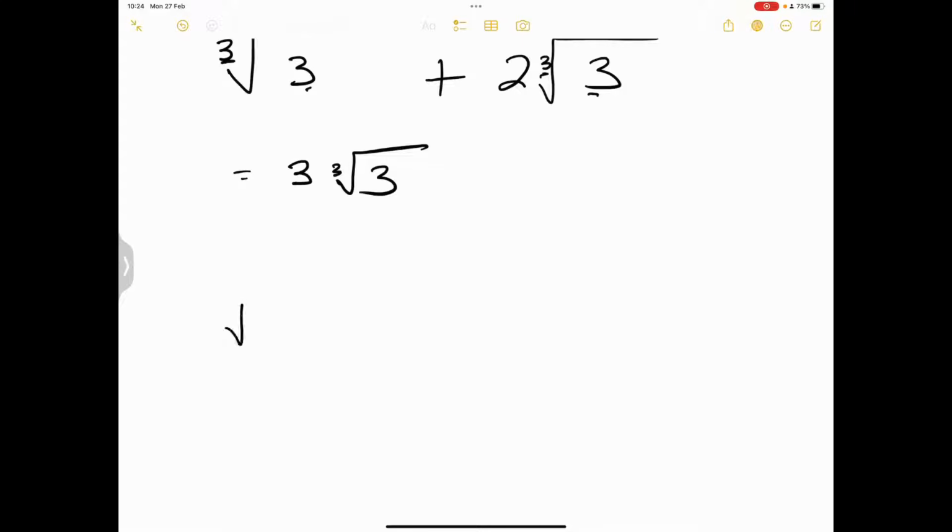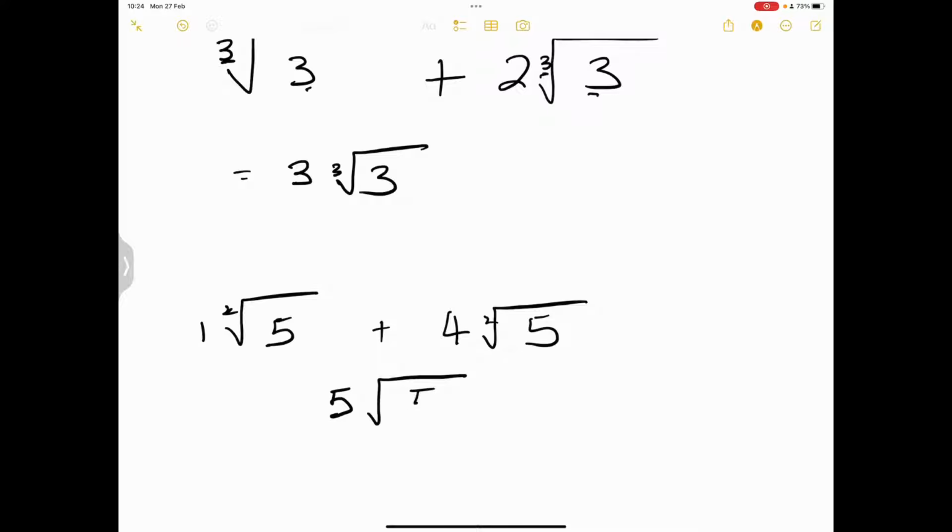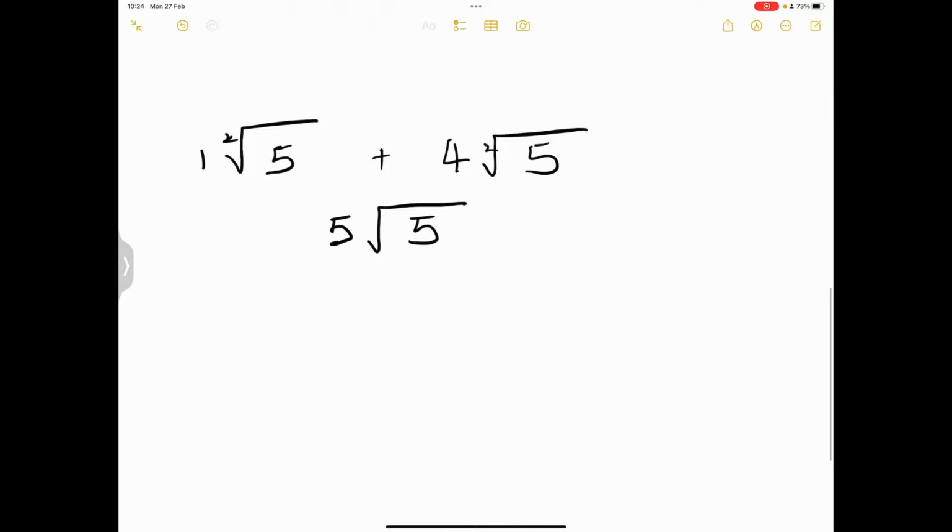So if I took the square root of, say, 5 plus 4 square root of 5, again both of them are square roots. So we know square root means there's a 2 there. We don't always write that 2. So in this case, all I can simply say is that I've got 1 square root 5 plus 4 square root 5. So what will be our final answer? 1 plus 4 will give us 5, so that will be 5 root of 5.